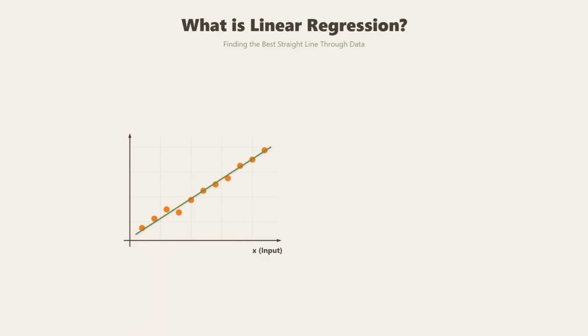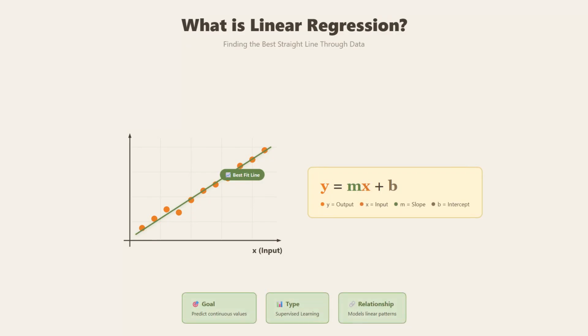This is the algorithm that powers everything from simple trend predictions to complex financial models, and understanding it deeply is essential for any machine learning practitioner. Think of linear regression as finding the best straight line that describes the relationship between your input data and the output you want to predict.